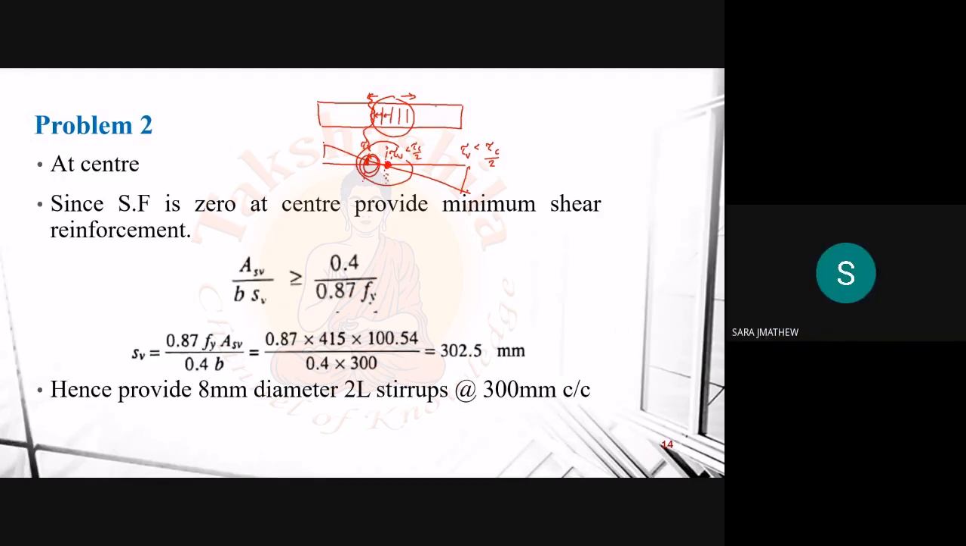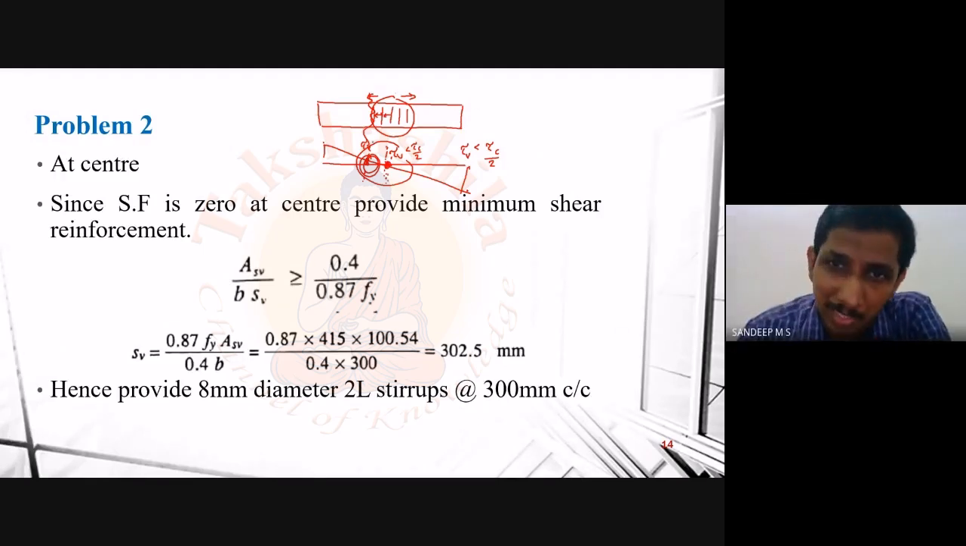Sir, yeah, the only thing is that even though at this particular section at the exact midspan we have a 0 shear force, the amount of shear force in the nearby section is not 0. Here and all, it is not 0.